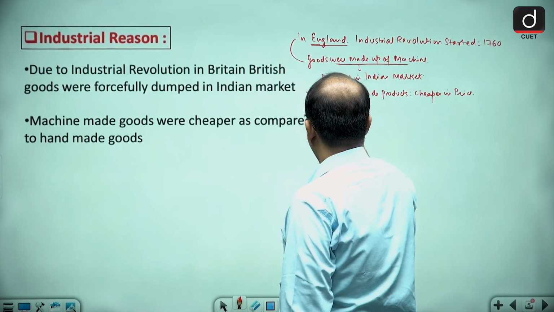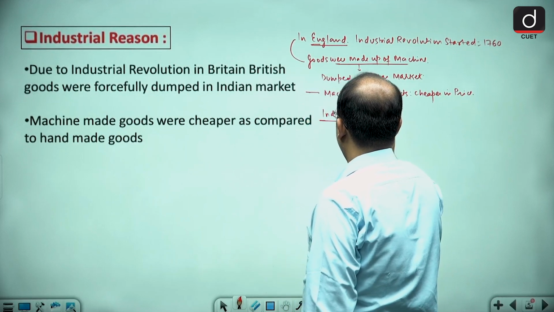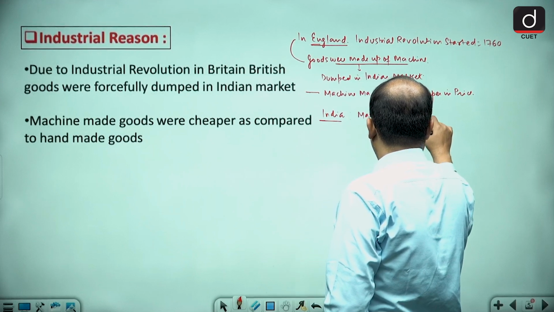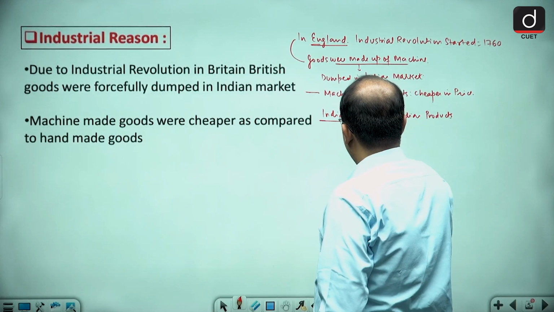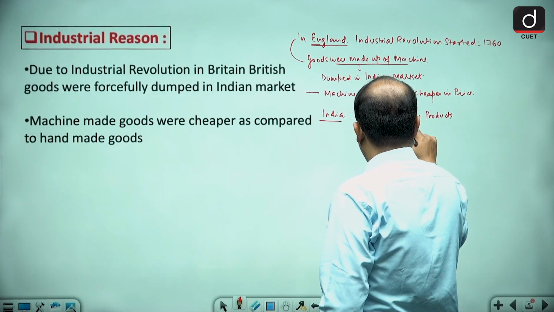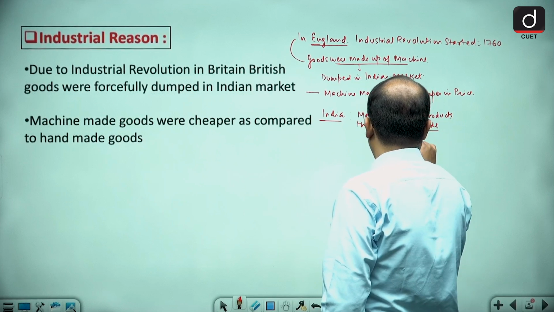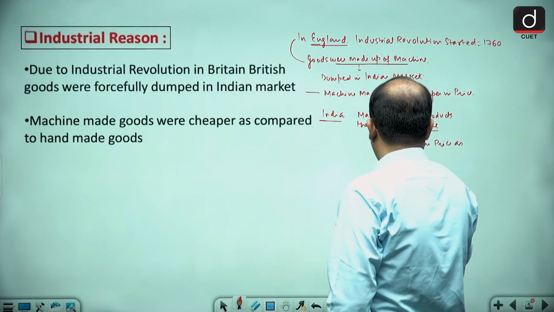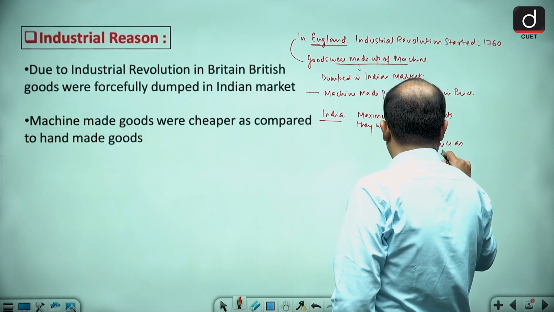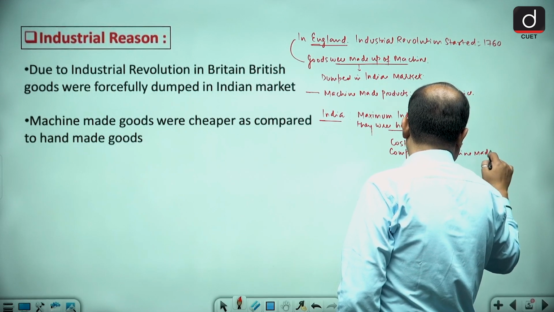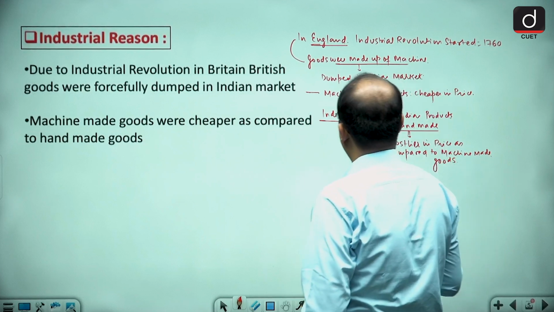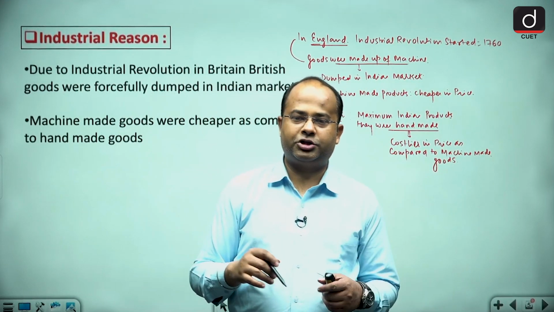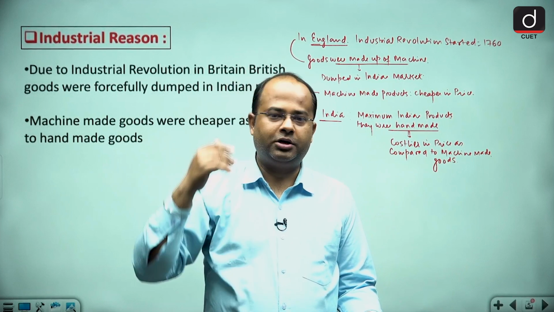Now in India, guys, what was the situation? Maximum Indian products were handmade, and since the products were handmade, they were costlier in price as compared to machine-made. Now guys, what happened? When the British products were dumped in Indian market, they were cheaper in price, and Indian products, being handmade, were costlier in price.